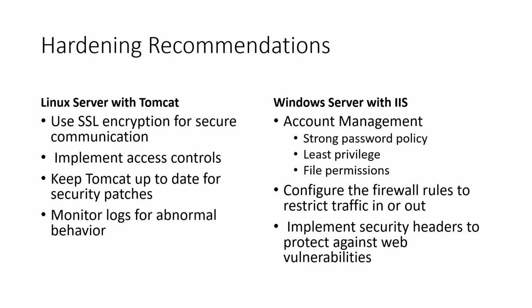To implement access controls, to control who has access to what, least privilege, stuff like that. So you have the least privileges to access a file. Only those who need to access the file have access to the file. The other one would be to keep Tomcat updated for the latest security patches, which can help with all threats that have been found out. Monitor logs for abnormal behavior.